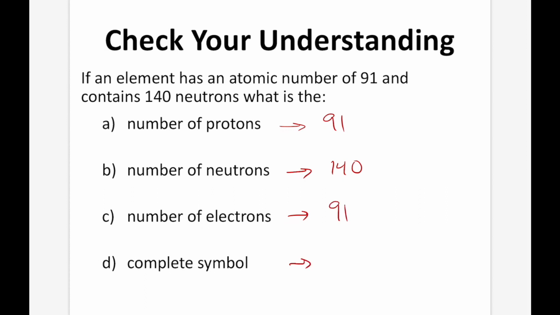And the complete symbol is going to be the symbol in the middle, which we have to look up on the periodic table. And when we look up the atomic number 91 on the periodic table, we find the symbol that corresponds is Pa. We're going to put the mass below. Now the mass is going to equal the protons plus neutrons. So we're going to have 91 plus 140, which equals 231. So we write 231 below, and then we write the atomic number above, which is 91. And then we're done.